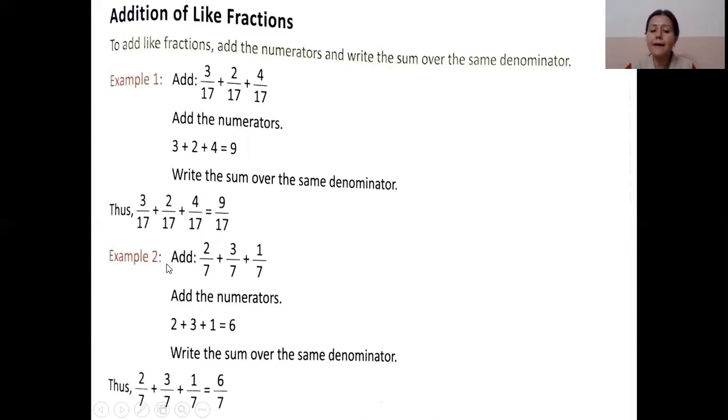Now look at the next example. Add 2 upon 7 plus 3 upon 7 plus 1 upon 7. Children, we'll add only the numerators. The denominator will remain the same. Add the numerators. 2 plus 3 plus 1. 2 plus 3 is 5. 5 plus 1 is 6. Write the sum over the same denominator. The denominator is 7. So the answer will be 6 upon 7. 2 upon 7 plus 3 upon 7 plus 1 upon 7 will be equal to 6 upon 7.